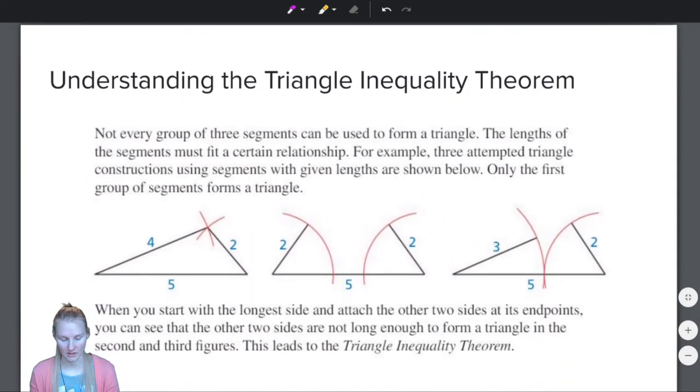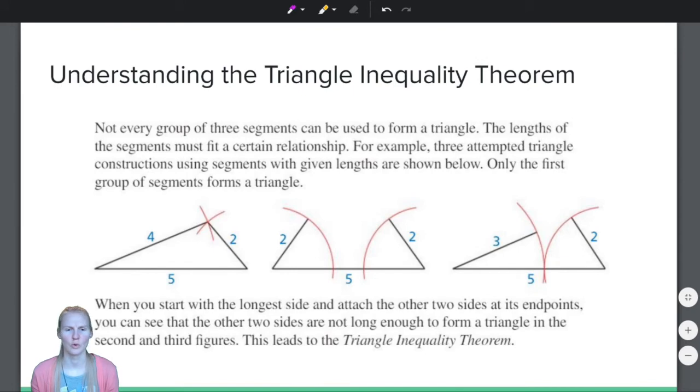Understanding the triangle inequality. Why is this true? Why is it that when I add two sides of a triangle, it needs to be bigger than the other side? Well, not every group of three segments can be used to form a triangle. The lengths of the segments must fit a certain relationship. That certain relationship is the triangle inequality theorem.